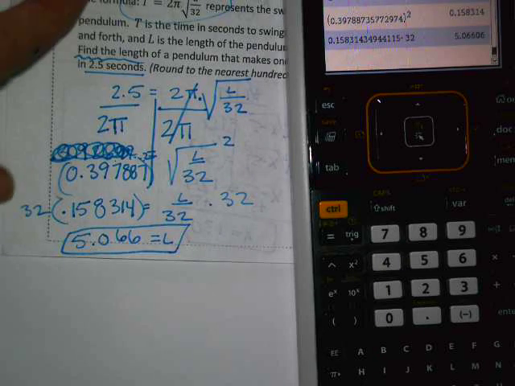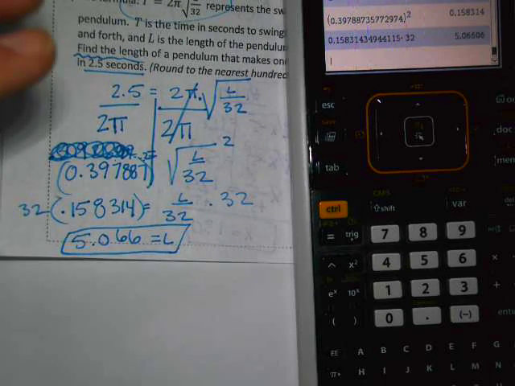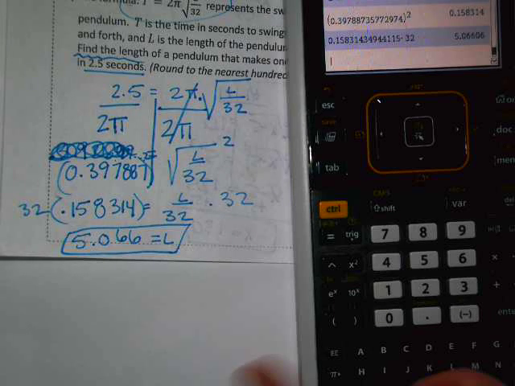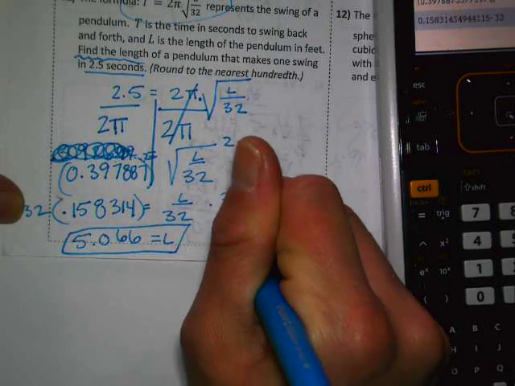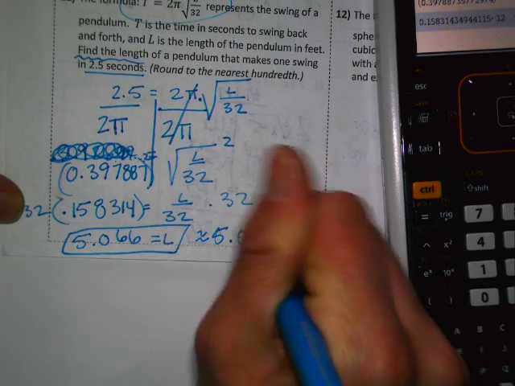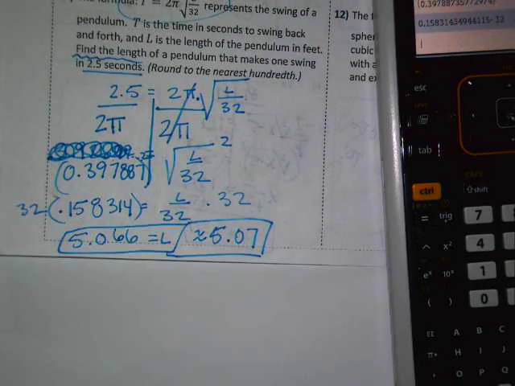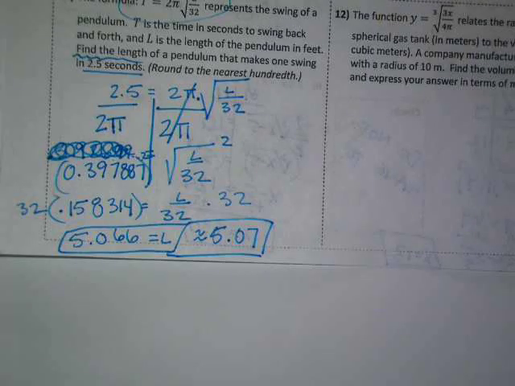That was a whole lot. Are we done? Oh yeah, I guess round to the nearest hundredth, so 5.07. See, look, you would have gotten it wrong. You gotta do those little squiggly lines. All right, go to number 12. We're going to do 12 and we'll be done.